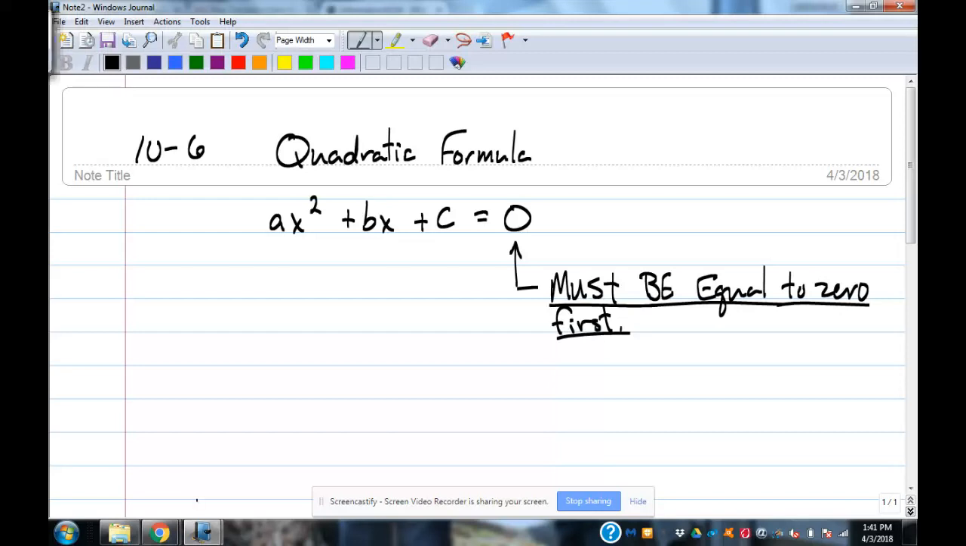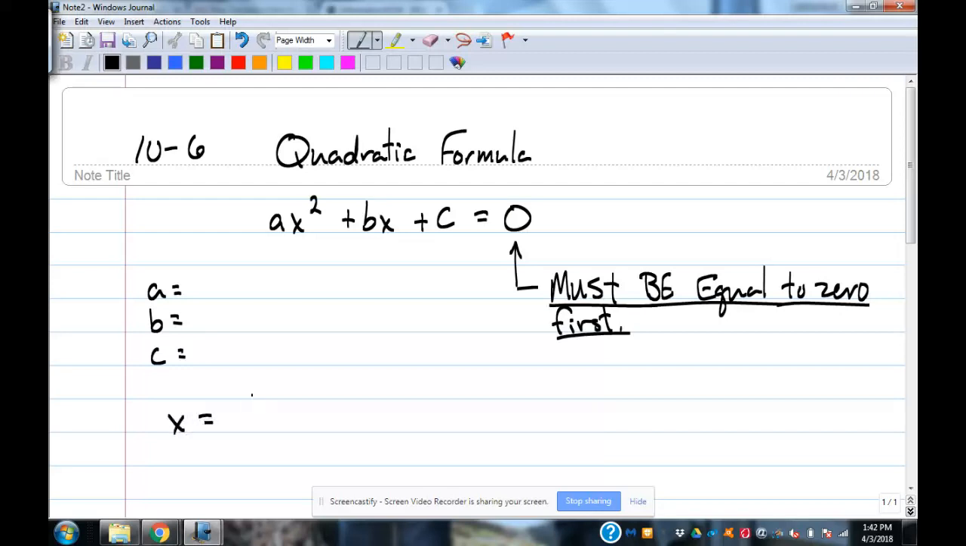All right. The next thing you're going to do is list a, b, and c. Y'all remember doing that with the vertex and the axis of symmetry stuff? We listed a, b, and c. You're going to do that same list with this. Then you're going to apply the quadratic formula.